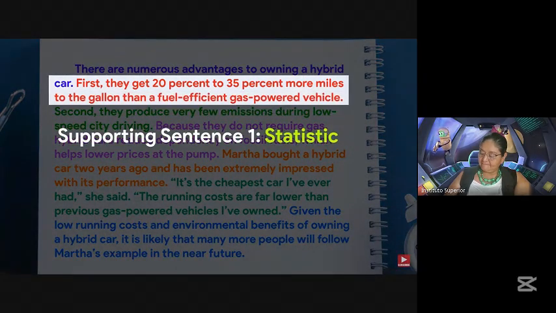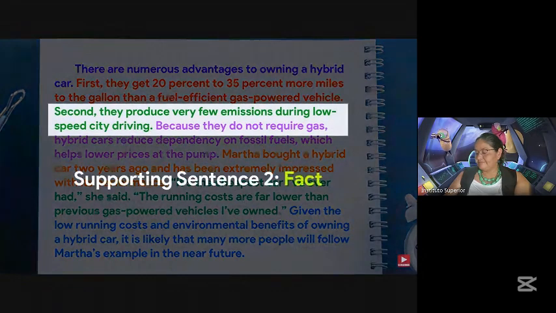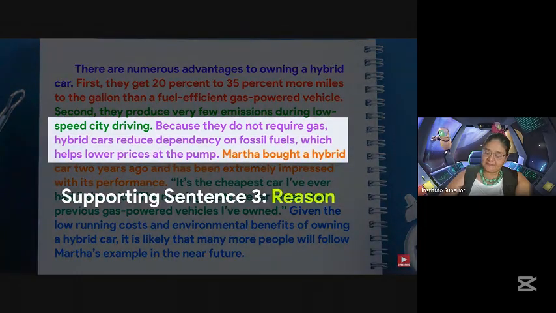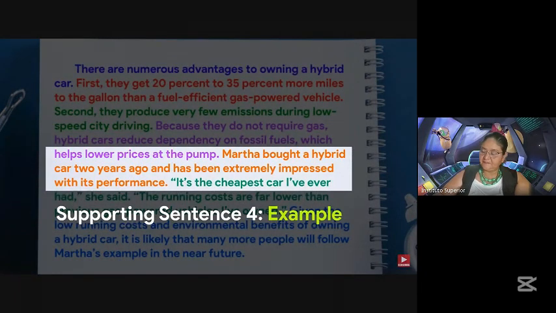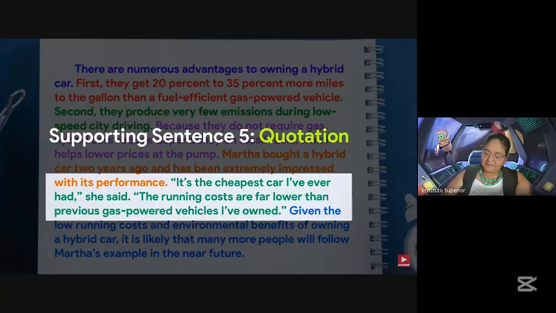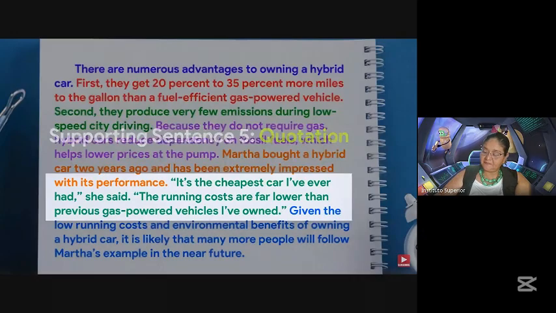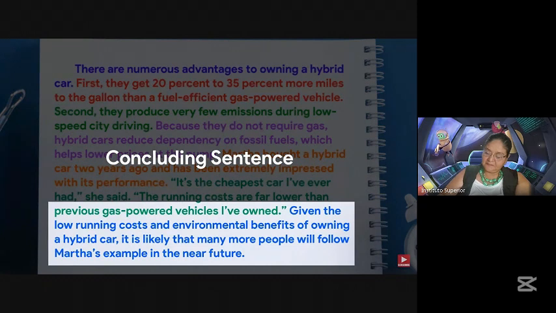First, they get 20% to 35% more miles to the gallon than a fuel-efficient gas-powered vehicle. Second, they produce very few emissions during low-speed city driving. Because they don't require gas, hybrid cars reduce dependency on fossil fuels, which helps lower prices at the pump. Martha bought a hybrid car 2 years ago and has been extremely impressed with its performance. "It's the cheapest car I've ever had," she said. "The running costs are far lower than previous gas-powered vehicles I've owned." Given the low running costs and environmental benefits of owning a hybrid car, it is likely that many more people will follow Martha's example in the near future.